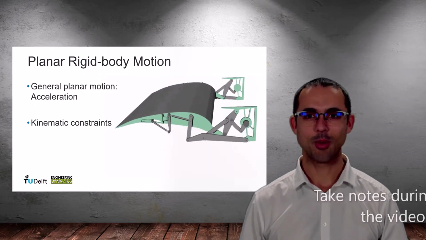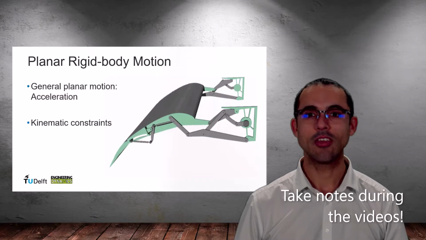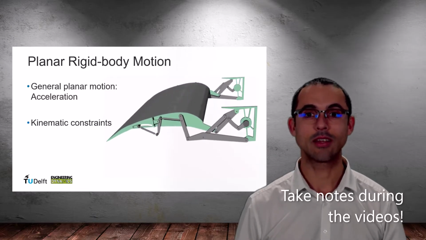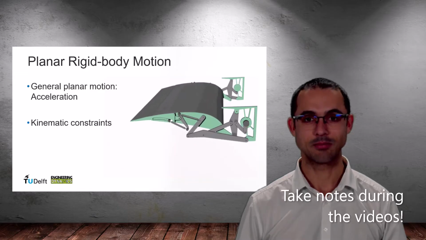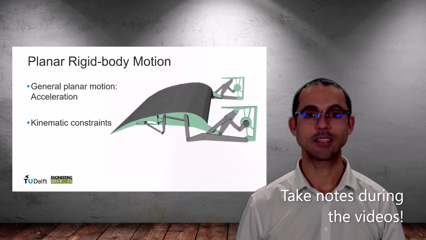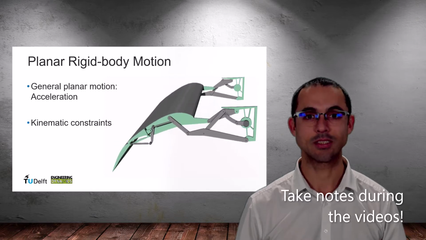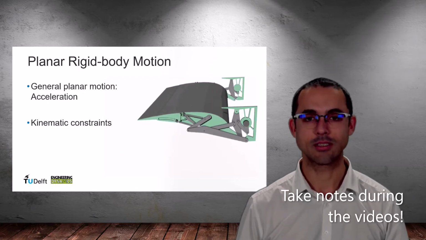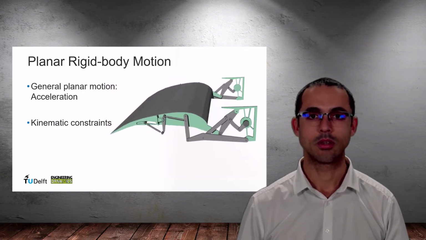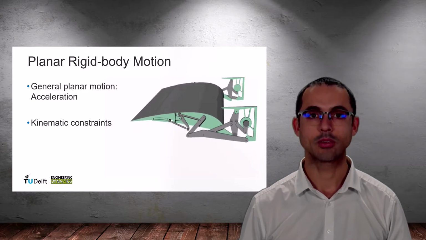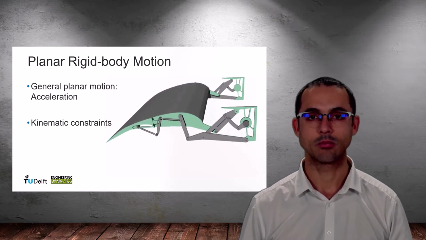For general planar motion, when we have rotation and translation simultaneously, we learned how to calculate the angular and linear velocities. We even learned how to determine the position of the instantaneous center of zero velocities, or IC. Now, it is time to learn how to calculate the accelerations for these cases. Also, in this video, I want to discuss more about kinematic constraints.